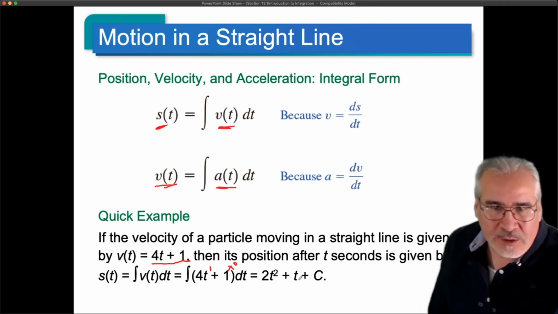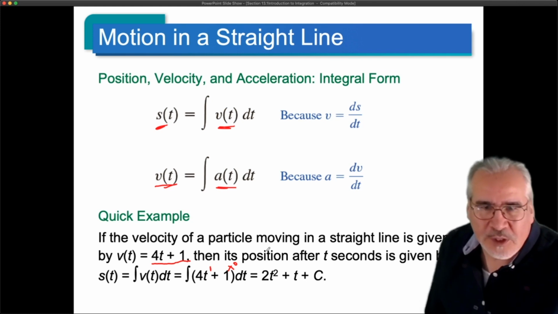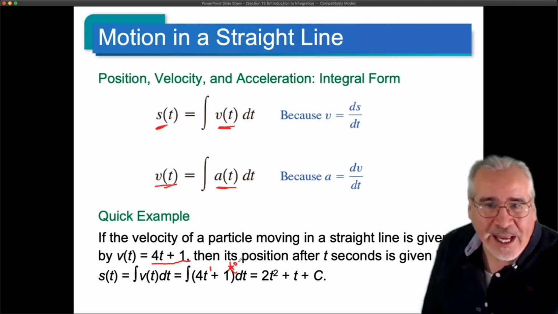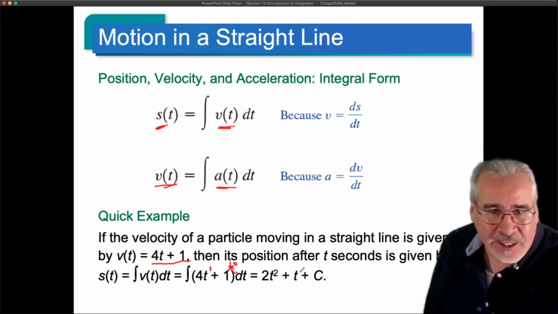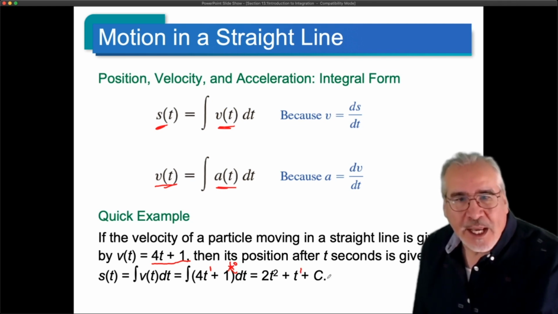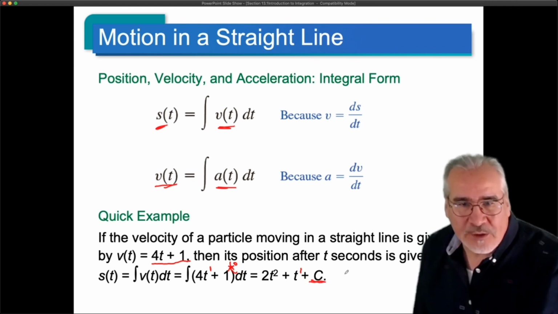Remember, this is 1 times t to the 0 power. Oh, not x, we're using t, sorry. I like to use x all the time, then I don't ever make these mistakes. t to the 0 power, add 1, you get t to the first power, right? And then divide by 1, you get the invisible 1 in front. And then always remember we've got a plus a constant.